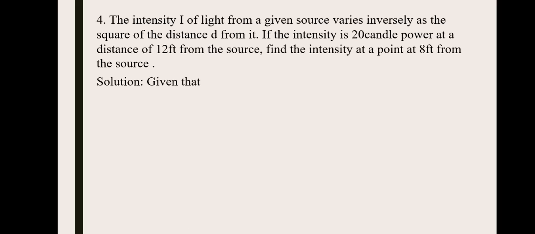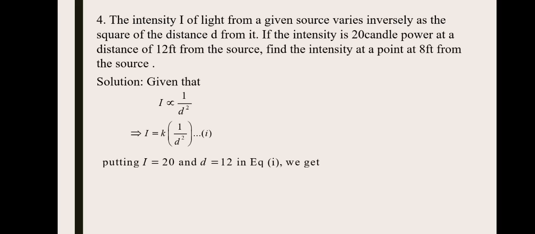Question number 4: the intensity I of light from a given source varies inversely as the square of the distance d from it. If the intensity is 20 candle power at a distance of 12 feet from the source, find the intensity at a point at 8 feet from the source. So given that I is in inverse variation to d square, by removing the sign of proportionality, we introduce the sign of equality and a constant k. Firstly, we are going to find out the value of k by putting the value of I as 20 and d as 12.